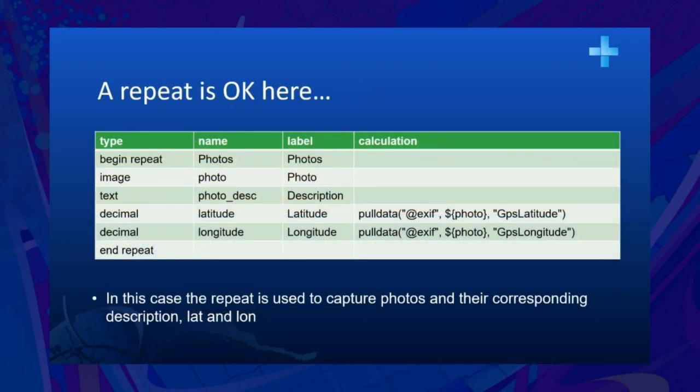This is not to say that you shouldn't use an image question within a repeat. I want to be clear. This is a good example where it actually makes sense. In this case, not only do you want to capture the photo, but you want to type in a description for every photo, and you want to also calculate the lat and lon of the photo. You want to have these attributes for every photo, so the multi-line appearance will not work. In this case, you want to use a repeat.